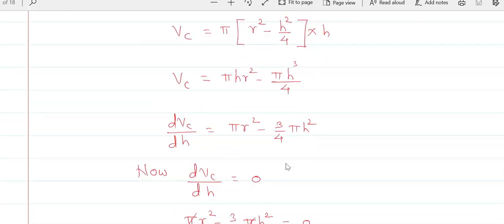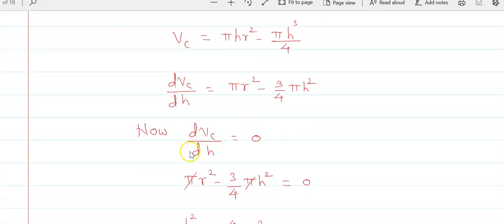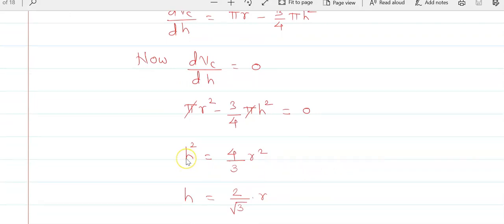The derivative of V suffix C with respect to h, that is dVC upon dh, is pi r square, as the derivative of h is 1, and the derivative of h cube is 3h square, so 4 pi by 4 is as it is, that is minus 3 by 4 pi h square. Now we'll equate this first derivative equal to 0. Then you will get pi r square minus 3 by 4 pi h square equals 0. Now you will have the value of h square is equal to 4 upon 3 r square.